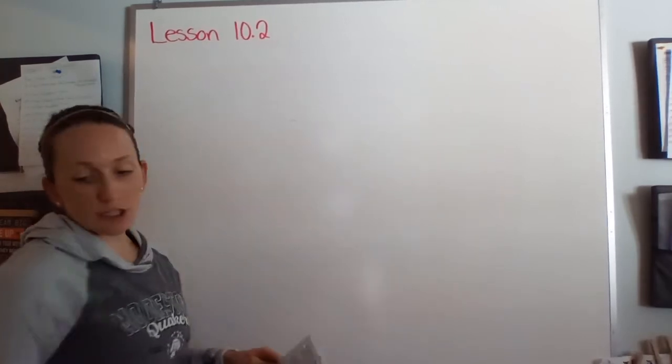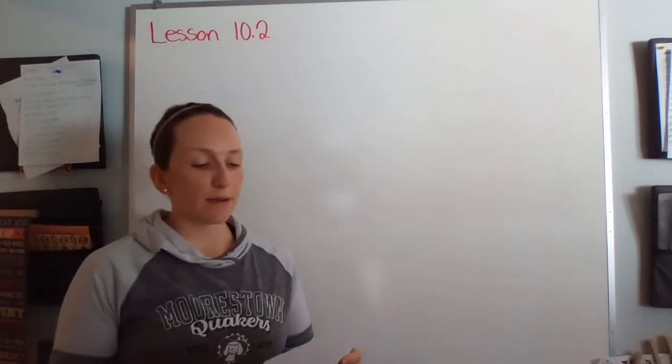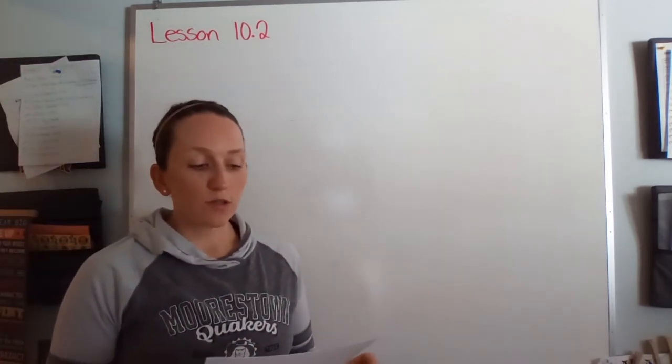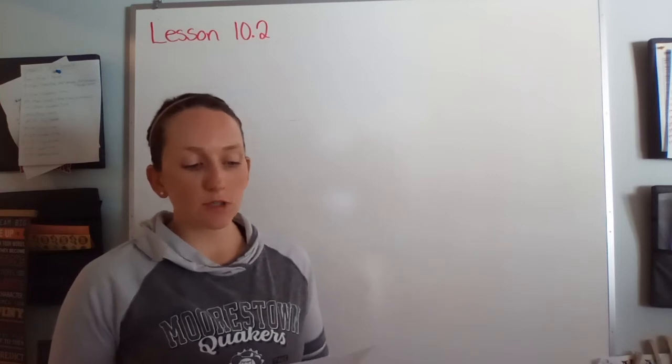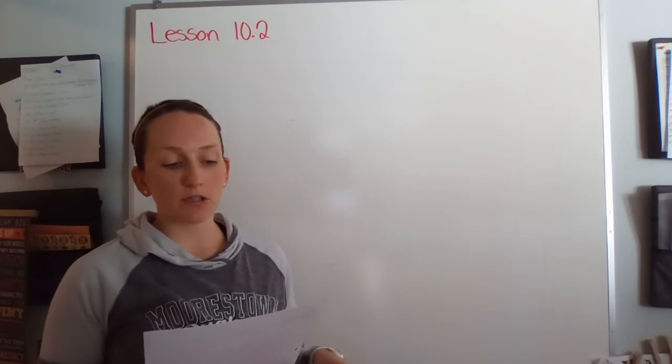So we have some postulates and theorems to go through. I'll read them to you, but then I'll draw a quick example on the board to illustrate. The first is the arc addition postulate, which says the measure of an arc formed by two adjacent arcs is the sum of the measure of the two arcs.